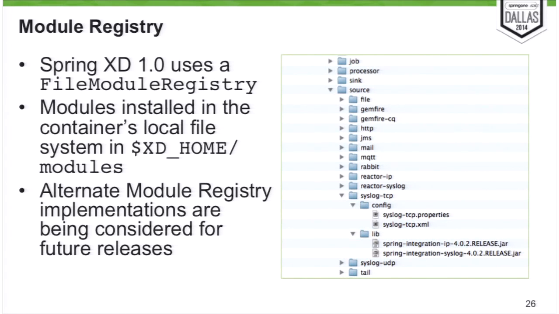If you look at the source, and I picked one kind of at random, the syslog TCP source, that gives you syslog information as it comes over a socket. You can see there's a config directory, and that contains the XML definition of that source, and also a properties file. The properties file can either point to a module options metadata class, which is an annotated POJO that gives you some level of validation and information about the options or the properties that the module supports.